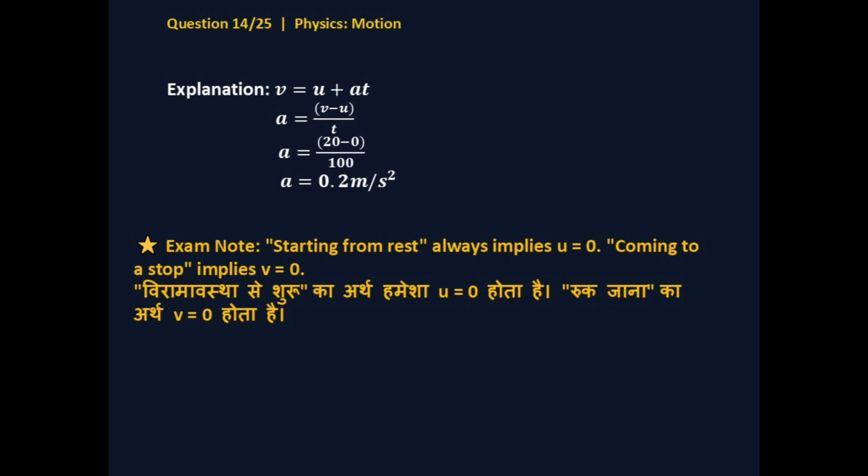So here comes an exam note. Starting from rest always implies u = 0. Coming to a stop implies v = 0.